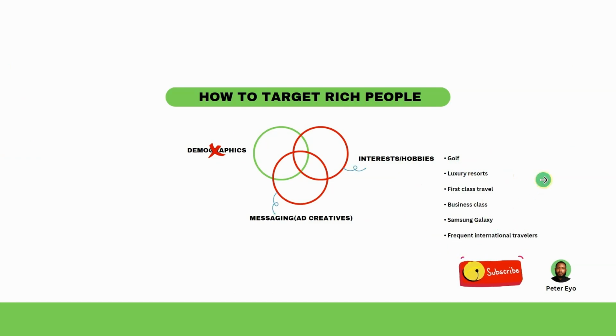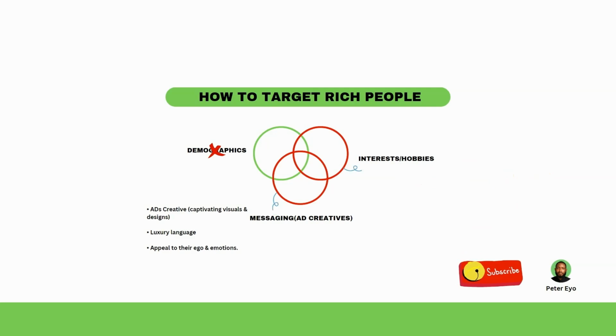The next thing you want to do is to target them using messaging and ad creative. Now, this is something you need to take note of. When you are selling a 100 million naira property to someone who can afford that property, your ad creatives and your messaging has to be different. When it comes to creating your ad creatives for selling that property, it has to be captivating. The visuals have to be captivating, and of top-notch quality, because you are selling to someone who has taste.